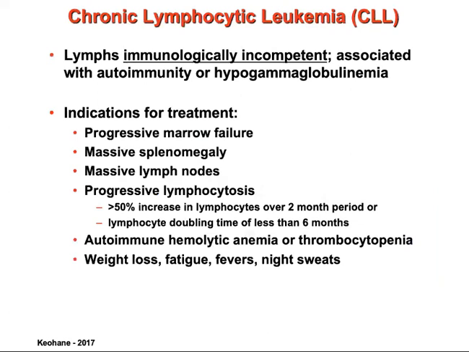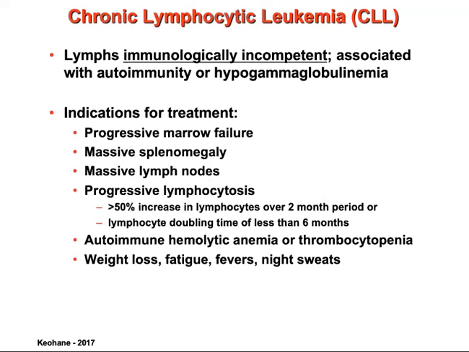All right. So chronic lymphocytic leukemia, in CLL, the cells are immunologically incompetent, and they are associated with autoimmunity and also hypogammaglobulinemia. The treatment for CLL is usually held until the clinical symptoms present. So you could have a diagnosis, and if the patient's not really feeling the symptoms, you don't have to do anything. But also that depends on the prognosis for that patient, right?